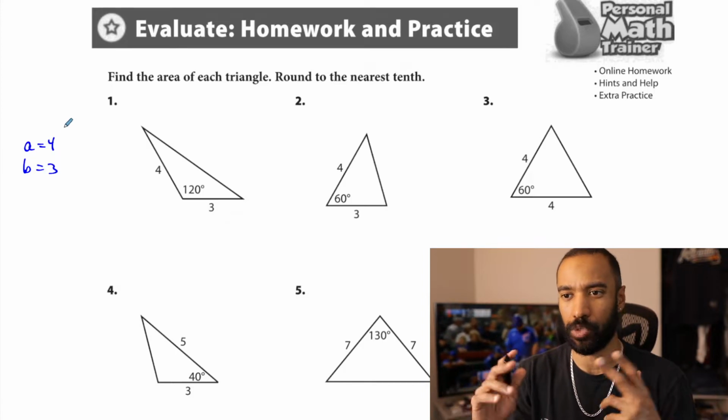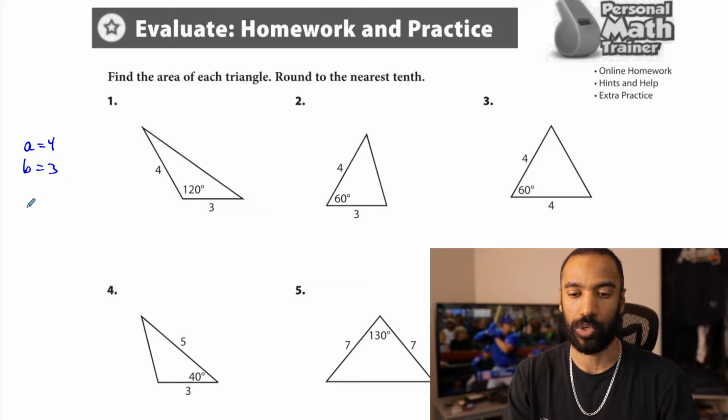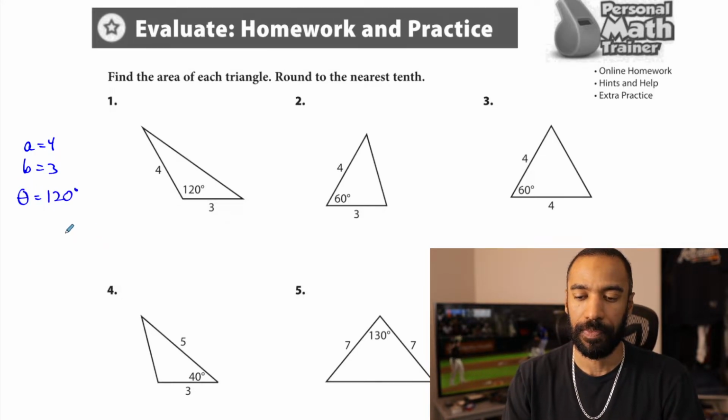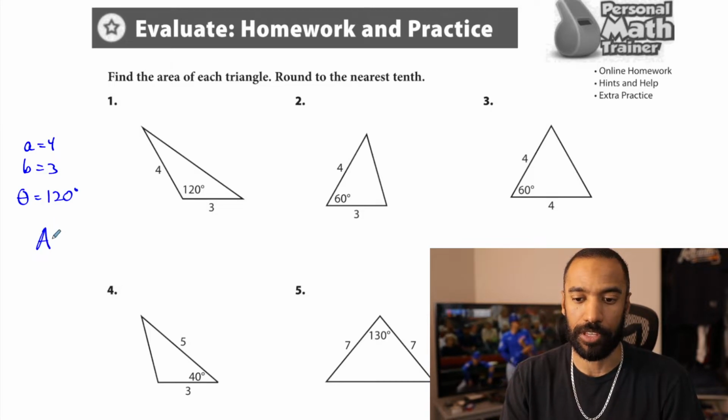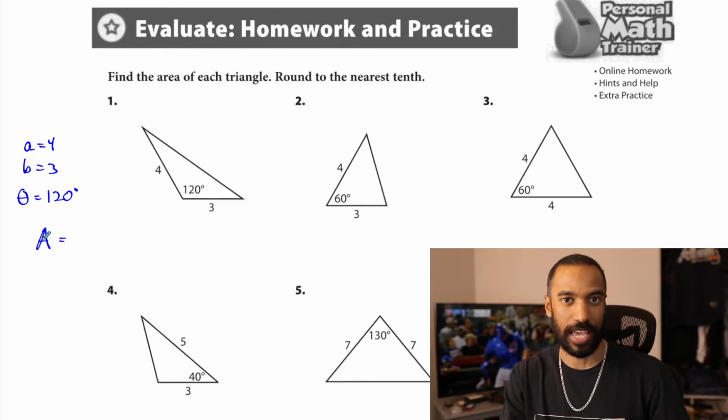It does not matter because we are going to multiply them in the end, and multiplication is commutative. Now the angle in between is the 120, so that would be my theta or my C, what have you, 120 degrees. So we can say now in this case the area of this triangle. This is not A as in the angle opposite the side. This is A as an area.